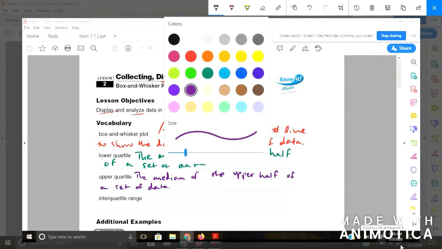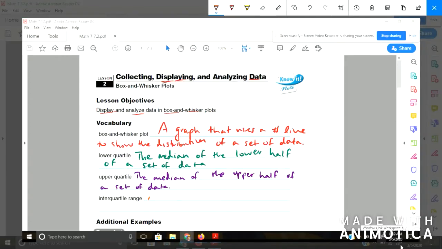And then the last one is interquartile range. A lot of times you'll see this abbreviated IQR, interquartile range. All that is the difference between the upper and the lower quartile, so the lower and upper quartiles. We'll discuss how to find the upper, the lower, the IQR, and then how to make a box and whisker plot this chapter.